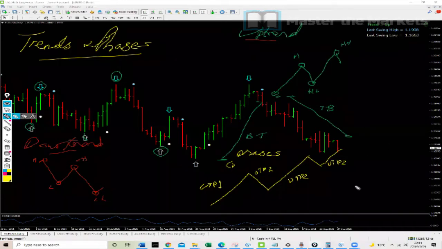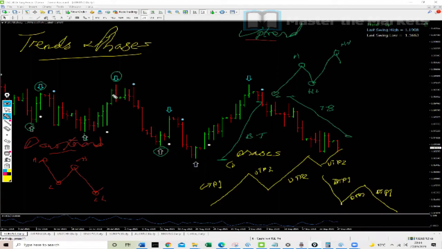And then a downtrend, we have downtrend phase one, downtrend phase 2. And then a downtrend phase 1. So these help us to understand where we are in a particular move.